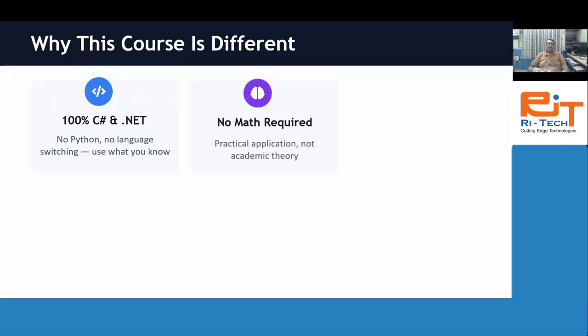Now, no math required. So practical applications, not academic theory. We are not going to work like a researcher, so we don't need math. We need small statistical functions like sum, mean, max, mode, median, somewhere. That is only in ML.NET. Later on, we don't need them. So no math required, and I will tell you those small statistical functions that we cover.